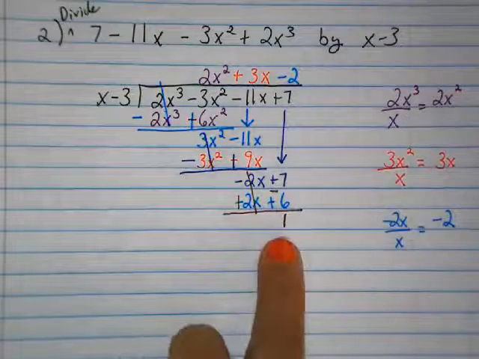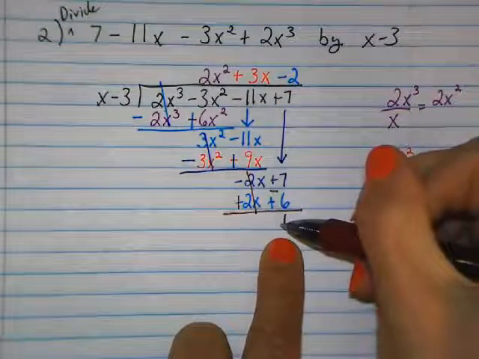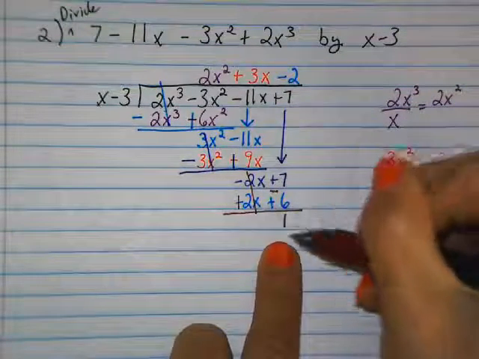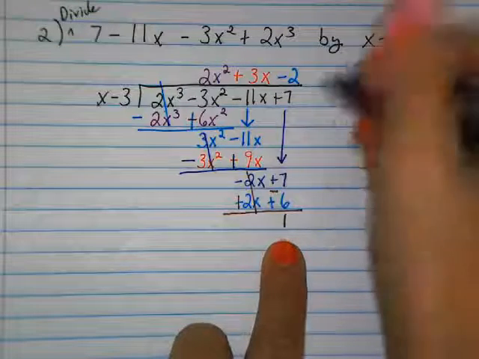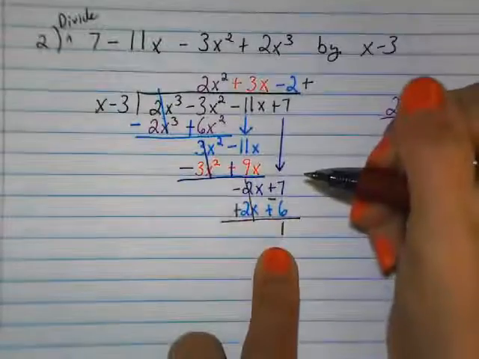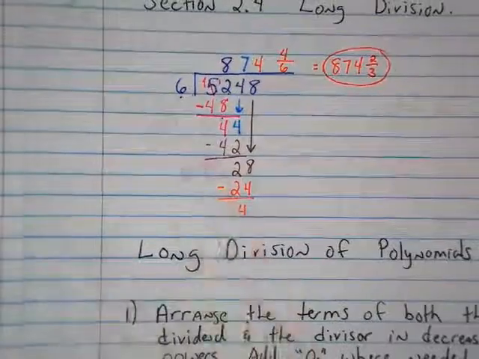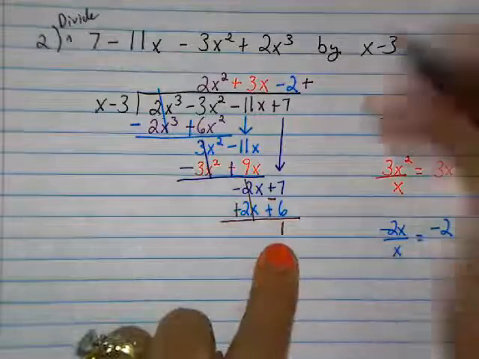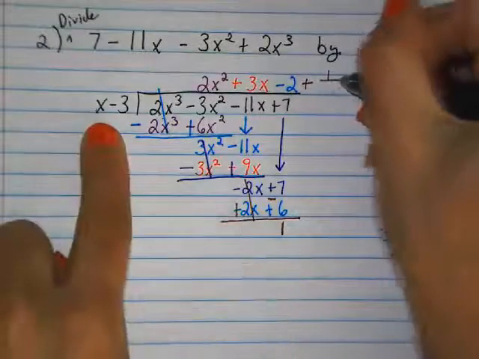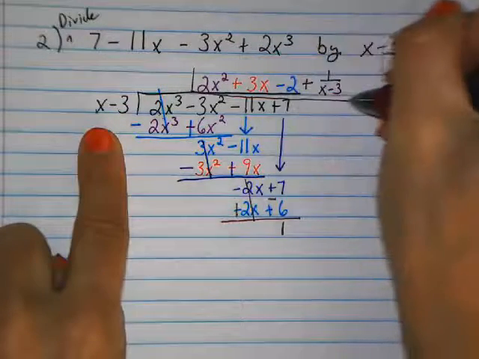Okay, so this time you see you have a remainder. So what we're going to do is, first of all, is that remainder positive or negative? Positive, so put a plus up here. Now, just like in our beginning, how you wrote 4 over 6, you're going to take this remainder over the divisor. And this, my dear friends, is the answer.